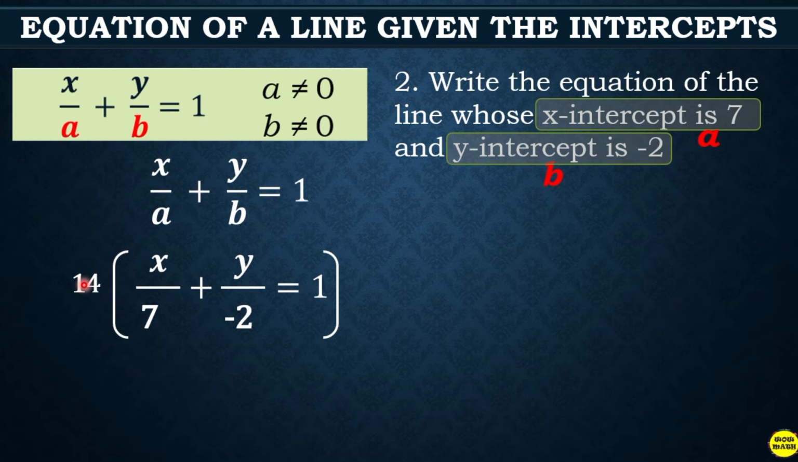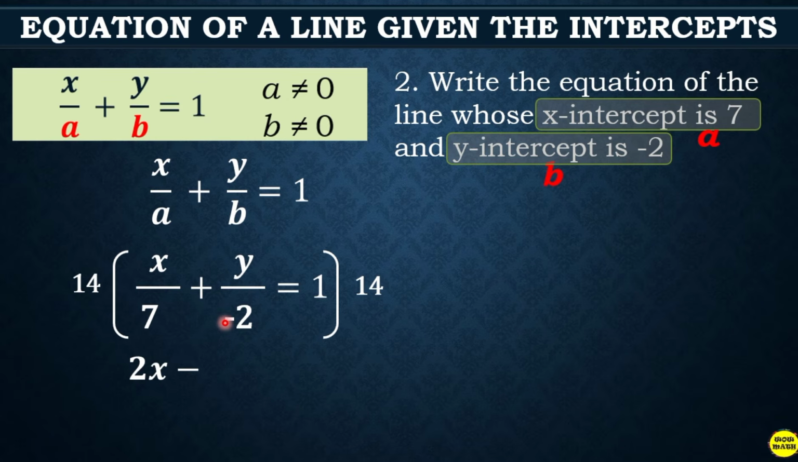Hindi kagaya kanina sa previous slide natin, ang ginamit ko is negative, kasi negative yung unahan. So, ito positive naman siya. So, positive na po ang ating LCD. So, ganun din po sa kabila. Okay? So, 14 divided by 7, that is 2. Yung quotient natin dito, ita-times natin dito sa numerator. So, 14 divided by 7, 2 times x, that is 2x.